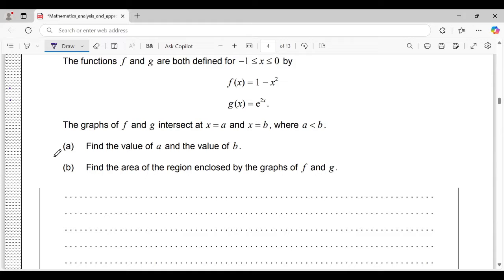Okay, to find a and b, we have to start with the condition that f(x) equals g(x). It means we have to find the value of x. For me, how I find the value of a and b is by using my calculator, a Casio graph 75.